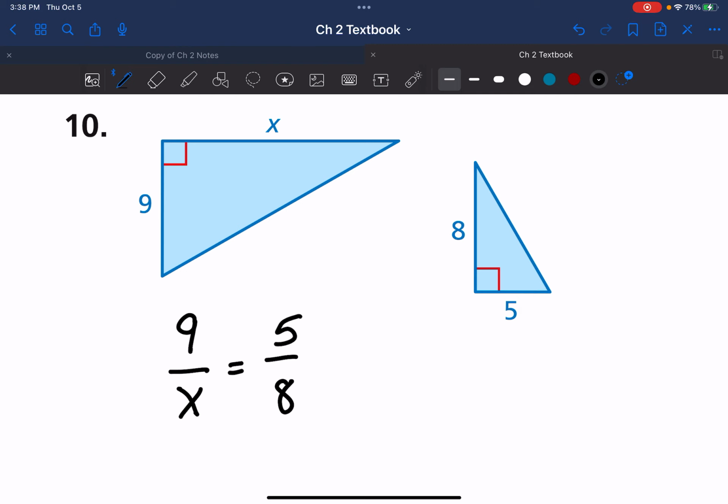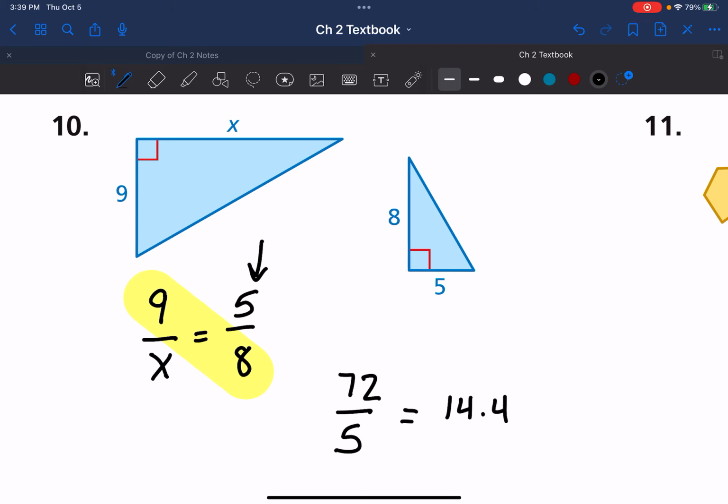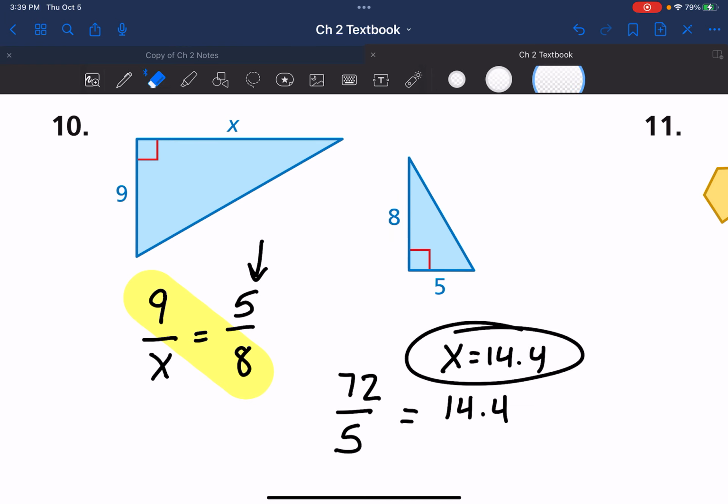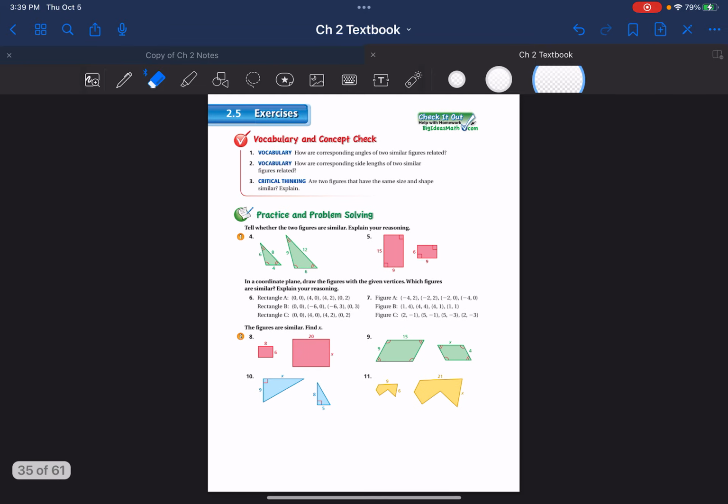Now I want you to try to solve for x. Use the times divide method. 9 times 8 is 72, and then divide by 5. Now obviously 72 is not going to divide by 5 very nicely, but when you do the division anyway, you're going to get 14.4. So that's what x equals. Okay, let's go and erase your whiteboard. Let's do a couple more.